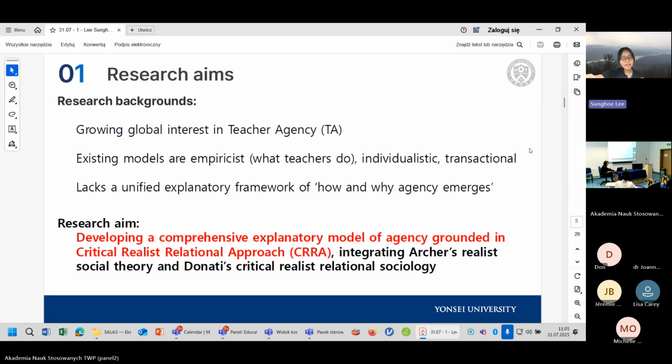Then why do we need a new model? Despite two decades of scholarship, prevailing approaches to teacher agency dominated by pragmatism remain empiricist, individualistic, and transactional. They catalog what teachers do within structures, yet rarely explain how agency itself emerges. By fixating on transactions between individuals and structures, these accounts leave the causal relational processes between the two a theoretical black box. The CRRA illuminates that box by positing three distinct reflexive mechanisms: personal, interpersonal, and relational, and by granting social relation an ontological status that equals structure, agency, and culture, commonly referred to as SAC.